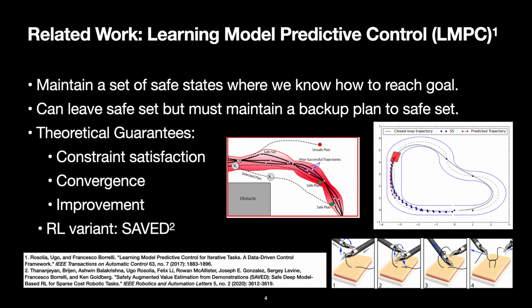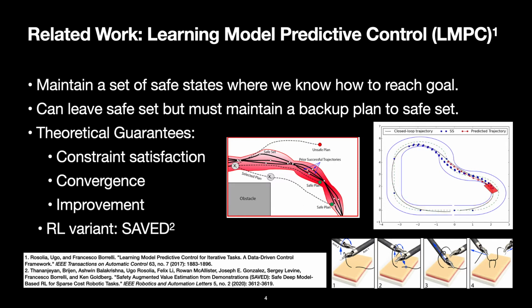LMPC-based strategies have been used in practice to autonomously control real systems such as full-size cars and surgical robots performing knot tying. The LMPC framework maintains a safe set of states from which a prior policy was able to reach the goal set. The learning-based MPC controller can go outside the safe set as long as it can return back to the safe set should it need to. This allows it to iteratively improve. Under specific conditions, this strategy is provably safe, task completing, and iteratively improving.